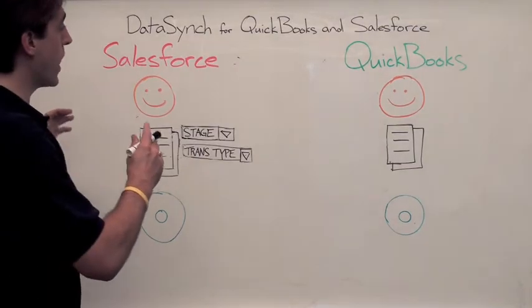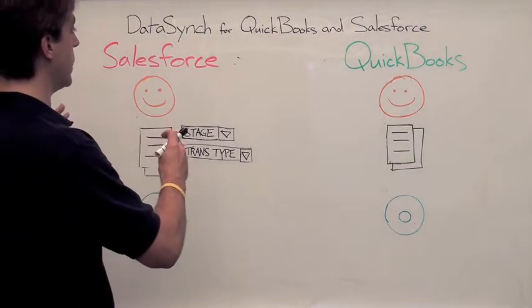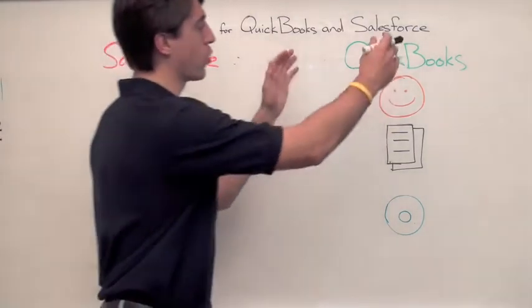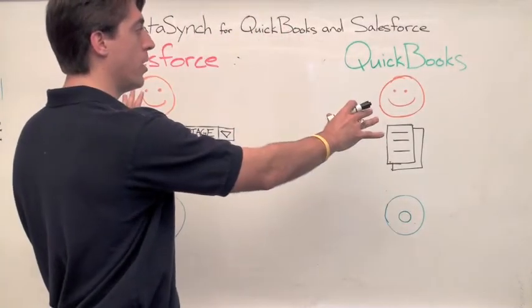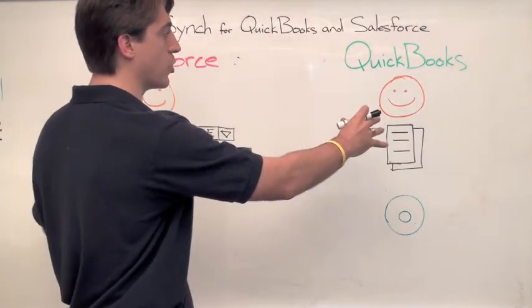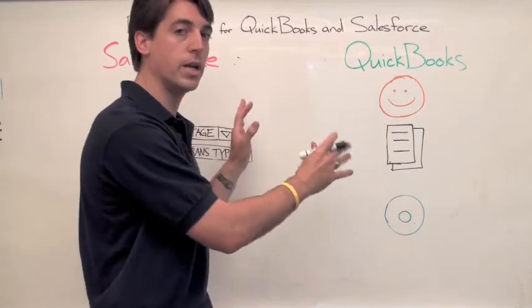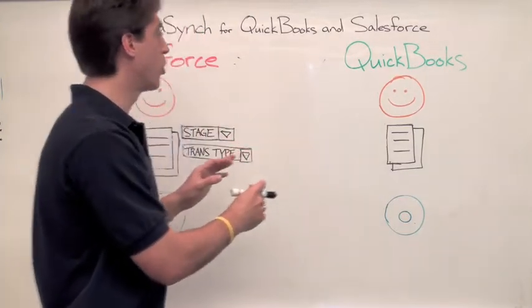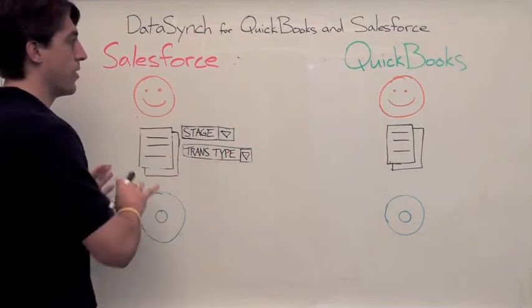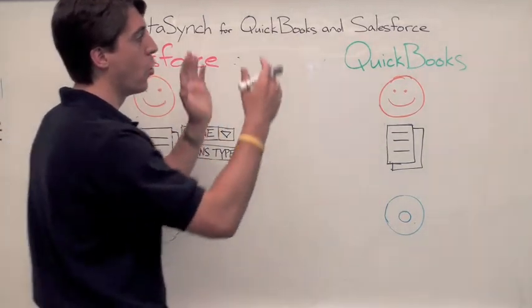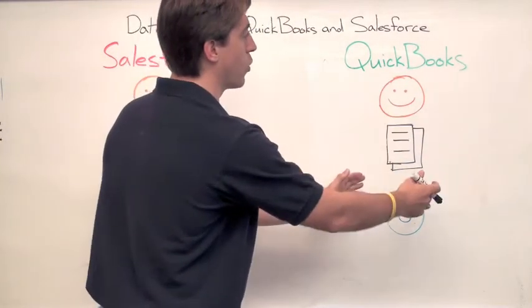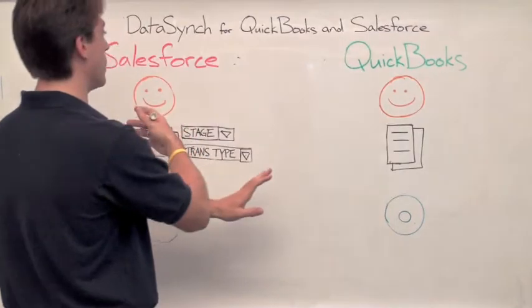Now, you're going to want to do all of your data entry into Salesforce or into QuickBooks. You don't want to do it into both because then you're doing duplicate data entry, and that is what we're trying to avoid with DataSync. You're going to want to enter your information into Salesforce and then let DataSync create it in QuickBooks, or do the data entry into QuickBooks and let DataSync create it in Salesforce.